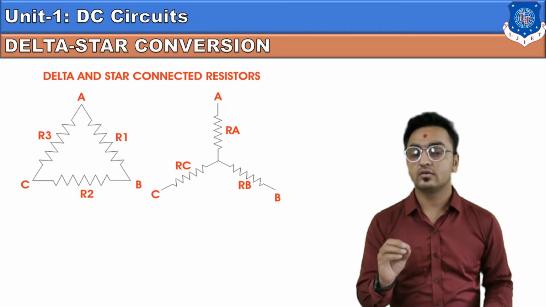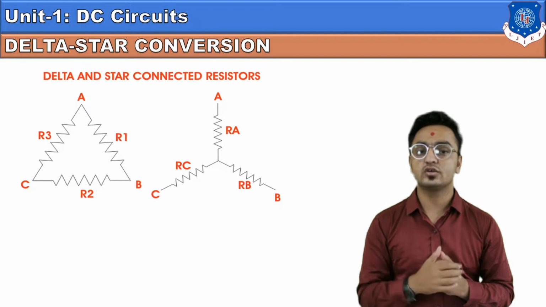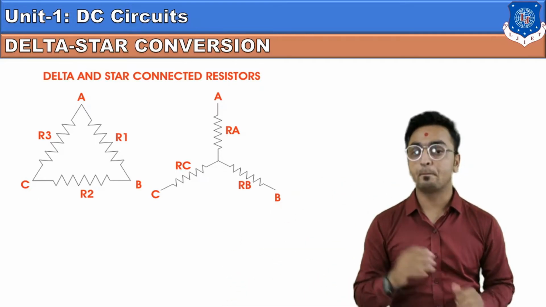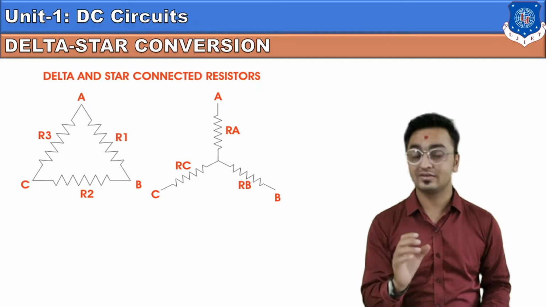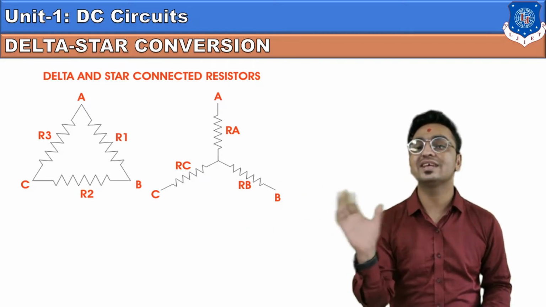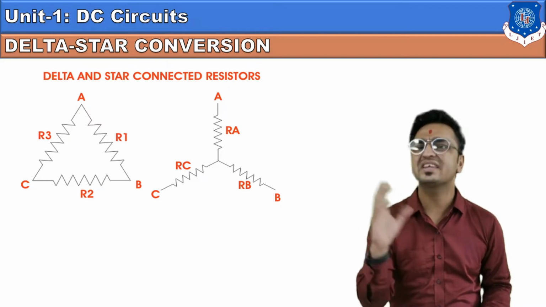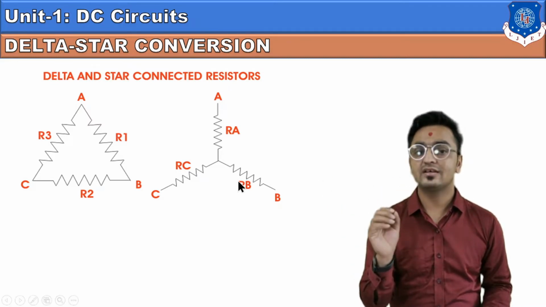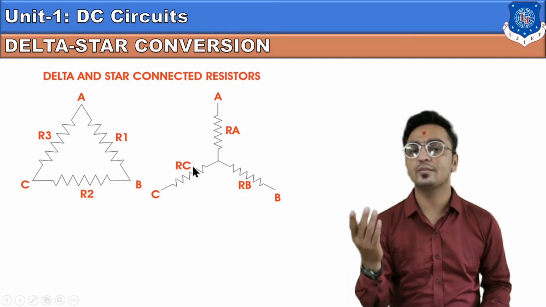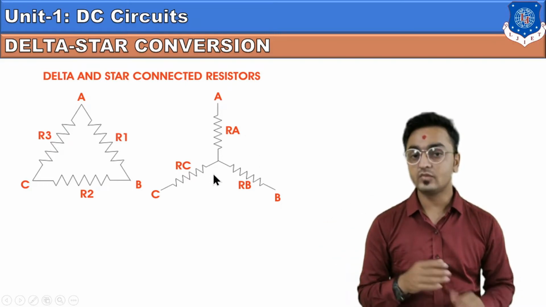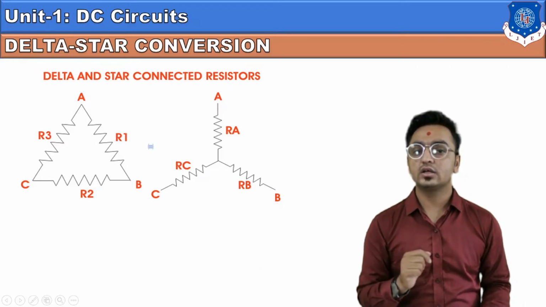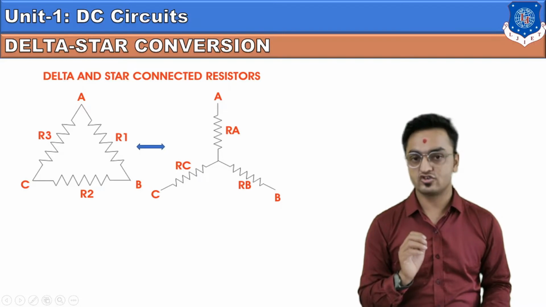For that, the first condition is that this delta connection and this star connection must be equivalent. In simple language, both are having the same values. What does same values mean? That doesn't mean R1, R2, R3 have the same values as RA, RB, and RC. But to form these circuits as equivalent, there should be various conditions.